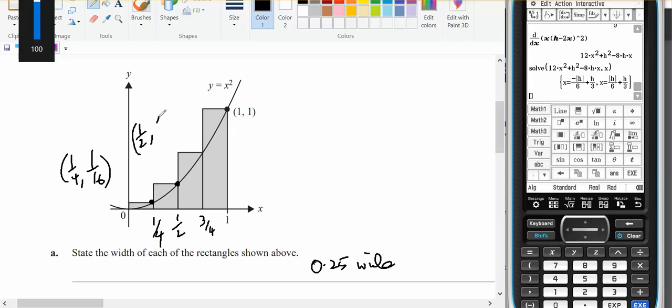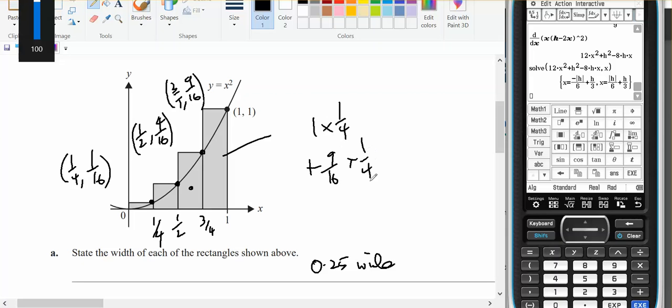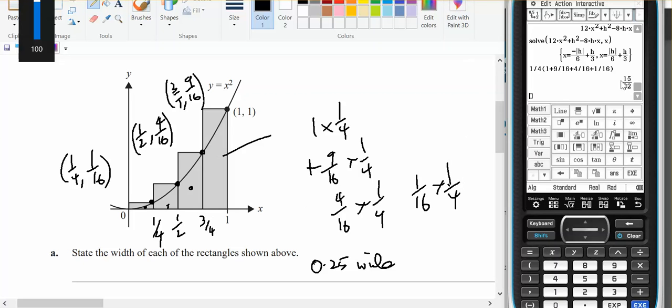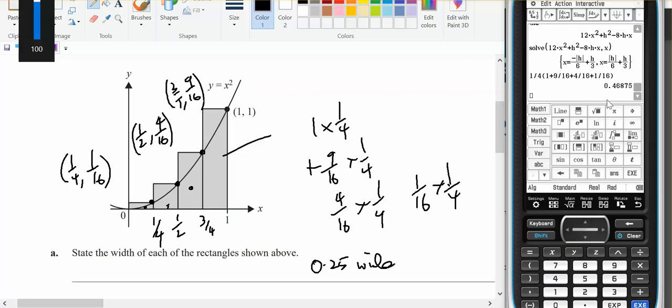which is 2 on 4, so that's 4/16. And that is 3/4 and 9 on 16. And that's 1. So the total area of this one will be 1 times 1/4, plus this one will be 9 on 16 times 1/4, and this one will be 4 on 16 times 1/4, and this one is 1 on 16 times 1/4. And on my calculator, that gives me 15 on 32, or 0.46875.